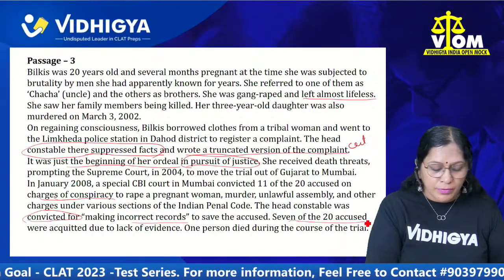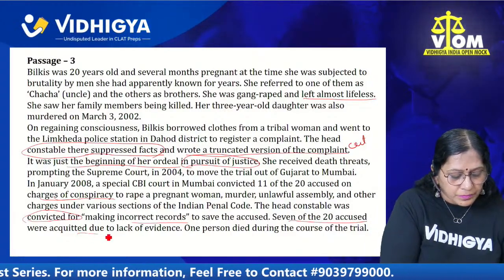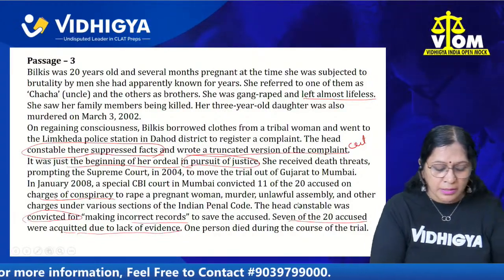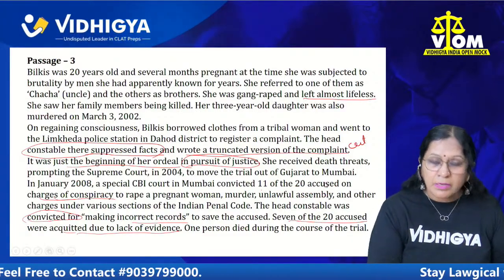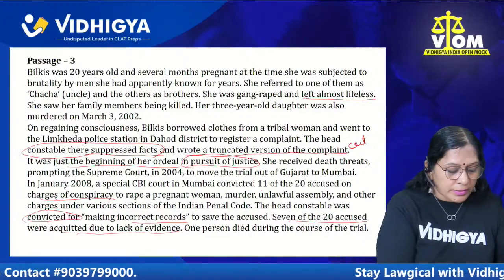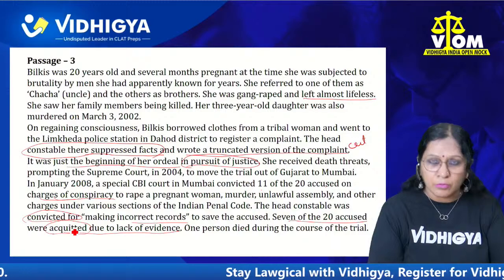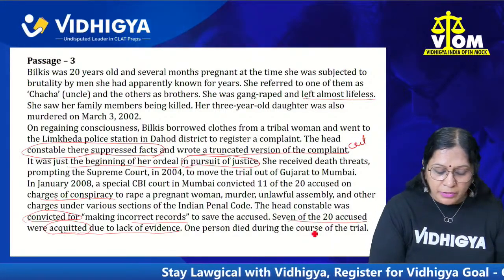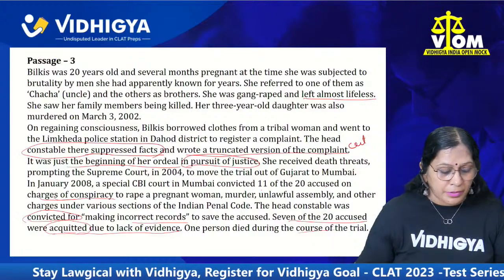Now, 7 of the 20 accused were acquitted due to the lack of evidence. Now, see, when they talk about 11 out of the 20 accused being convicted, 7 out of the 20 accused were acquitted. Acquitted means they were absolved. They were let go, free. So one person died during the course of the trial. Fine. This is what happened about the culprits.